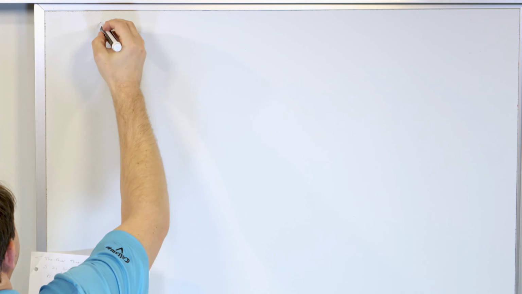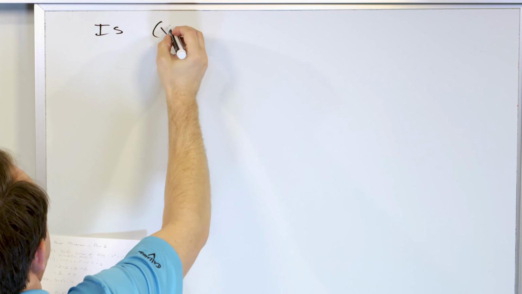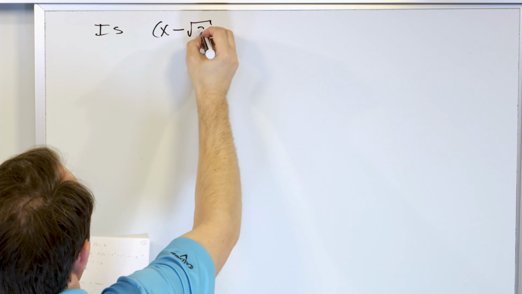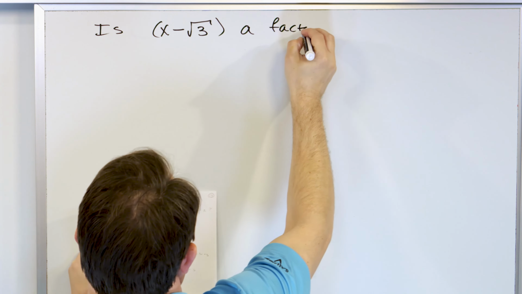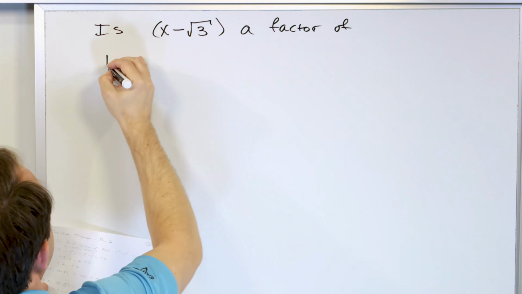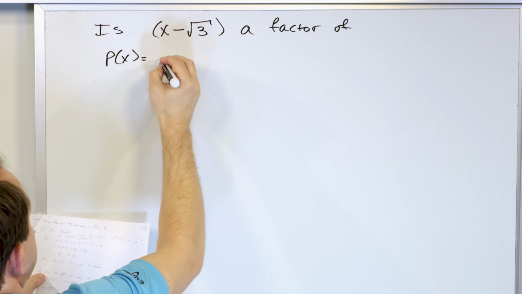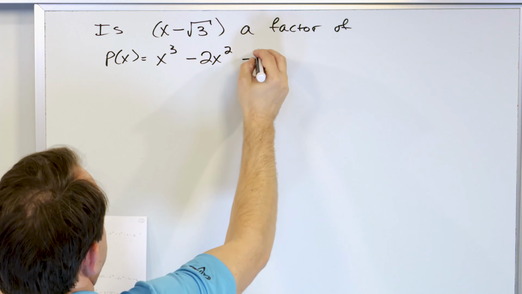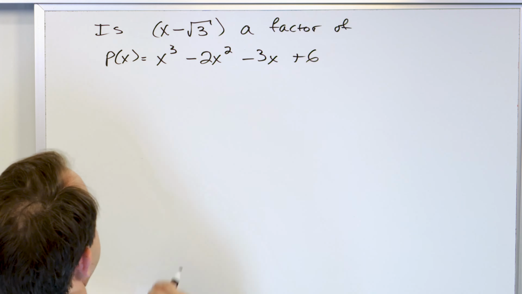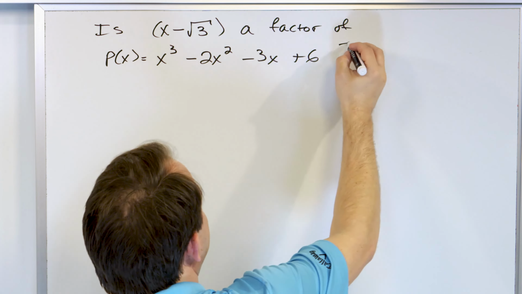So the next question goes like this. It says, is the factor x minus the square root of 3 a factor of the polynomial p of x is equal to x cubed minus 2x squared minus 3x plus 6. So, is it a factor of that?